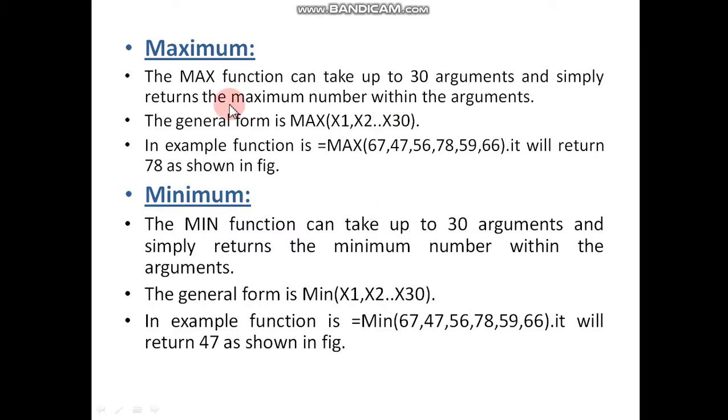Next is the maximum. The MAX function can take up to 30 arguments and simply returns the maximum number within the arguments. The general form is MAX(x1, x2, up to 30 arguments). An example function is equal to MAX, then write the values. It will return 78 as shown in the figure. It will find the highest number from all the values. See, 78 is the highest.